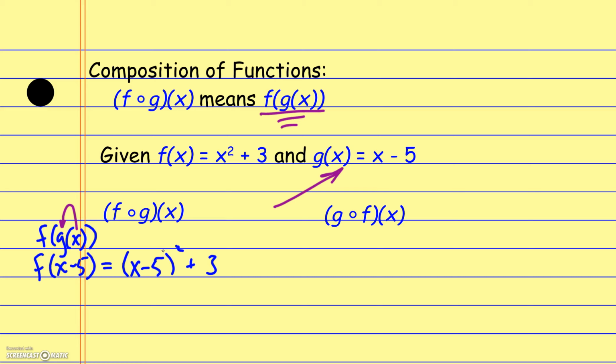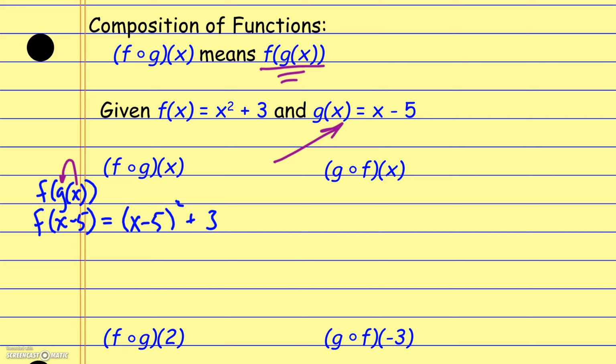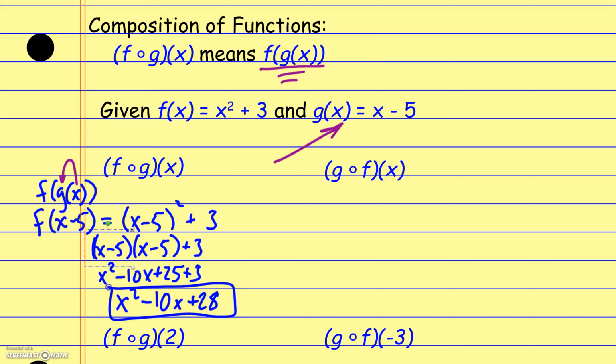I plugged the x into the g function and got x minus 5, and then plugged the x minus 5 into the f function and got x minus 5 squared plus 3. All right, and now from here I'm just going to simplify this thing. Keep in mind that x minus 5 squared is actually x minus 5 times x minus 5, which is important because when I multiply that out, that's x squared minus 10x plus 25 plus 3. And now I combine like terms. That's x squared minus 10x plus 28. Okay? So again, I'm plugging one function into the other function.